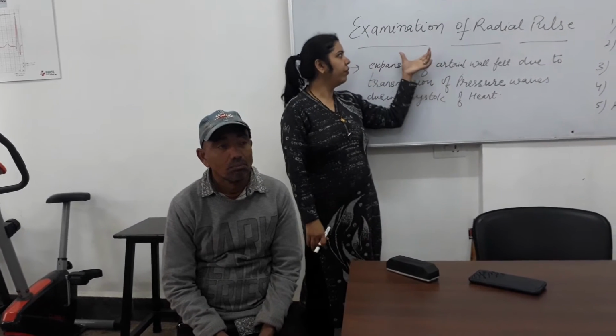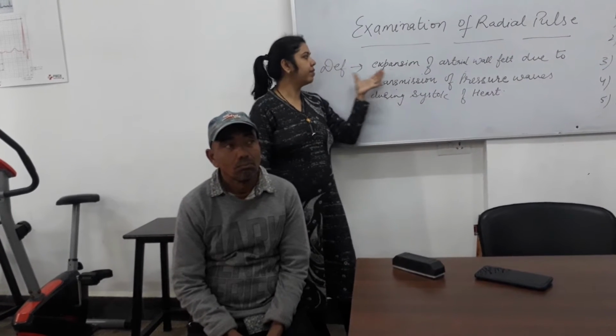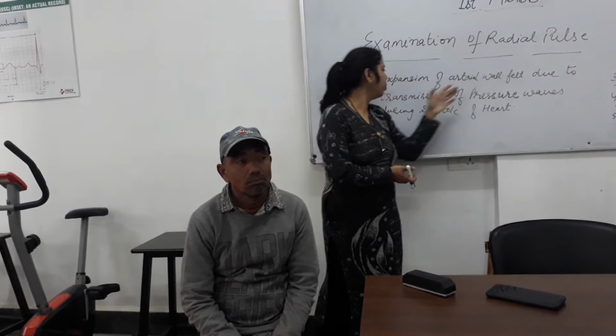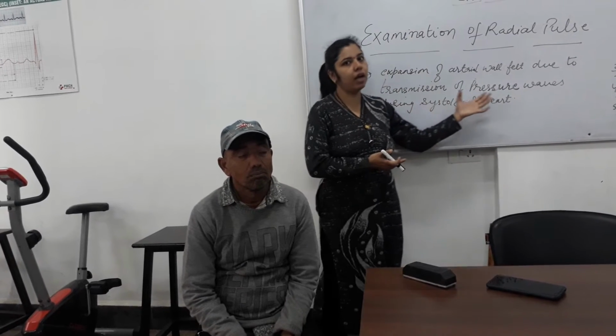So, before directly jumping to the practical, you should know the basic definition of a radial pulse. Radial pulse is an expansion of the arterial wall which is felt due to the transmission of a pressure wave during the systole of the heart.